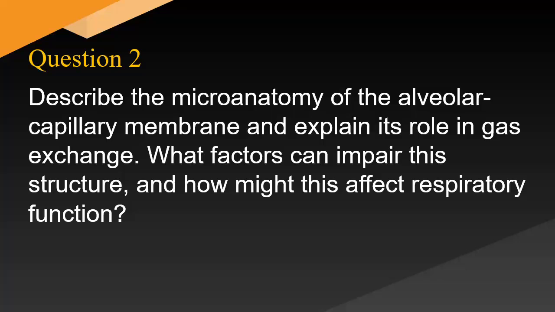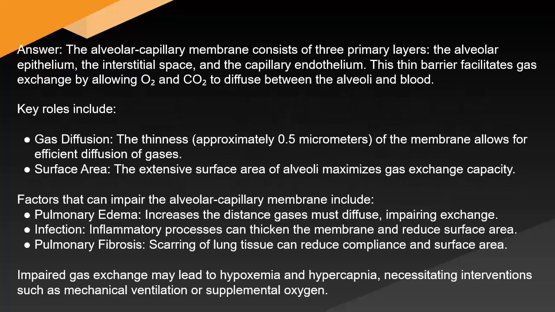Describe the microanatomy of the alveolar capillary membrane and explain its role in gas exchange. What factors can impair this structure and how might this affect respiratory function? Answer: the alveolar capillary membrane consists of 3 primary layers: the alveolar epithelium, the interstitial space, and the capillary endothelium.